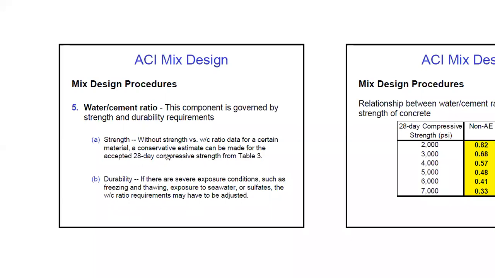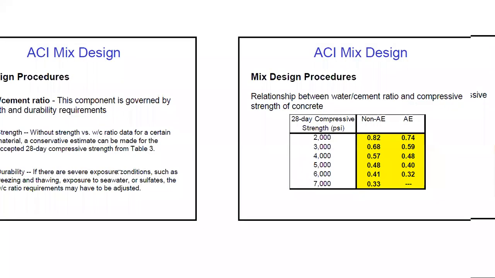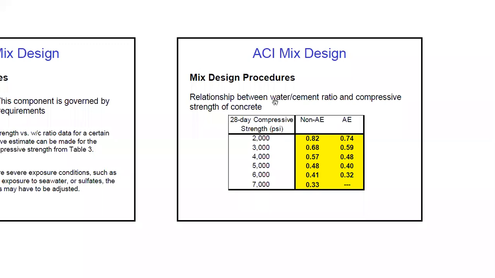But we are not discussing this durability issue right now, because the weather that we are exposed to would be taken care of with the help of air entrainment. Okay? So let's go to the table. This is a relationship between water cement ratio and compressive strength of concrete. If we need a 28-day compressive strength of, let's suppose, 5000 psi, then we need a water cement ratio of 0.48 for non-air entrained, and for the air entrained it must be equal to 0.4.